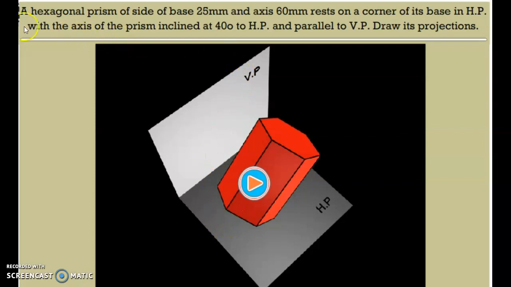So they are given that with the axis of the prism. In the previous sum, they would have given base is inclined or one of the corners inclined, but in this sum they are given as axis of the prism is inclined at 40 degree. So axis is inclined to 40 degree and the axis is parallel to VP. So this will be the axis, it is parallel to VP.